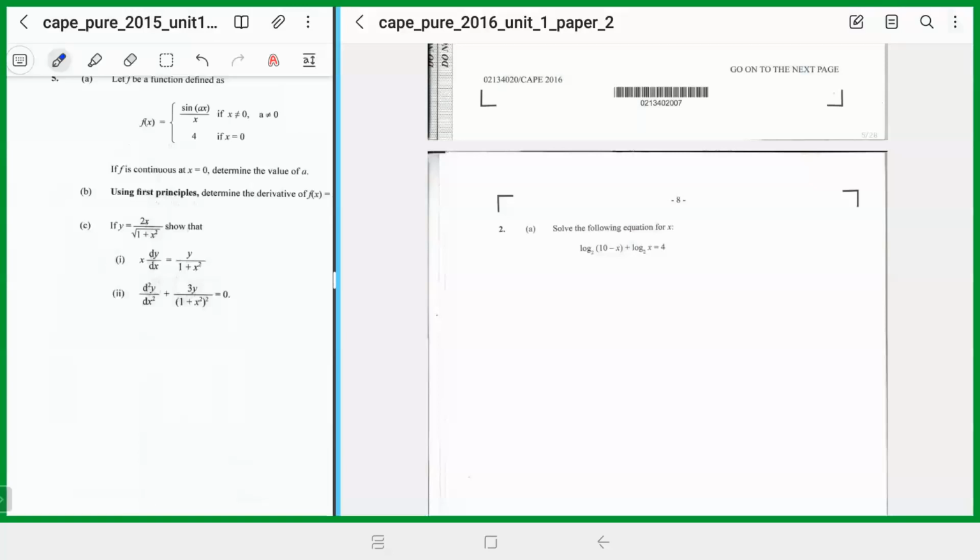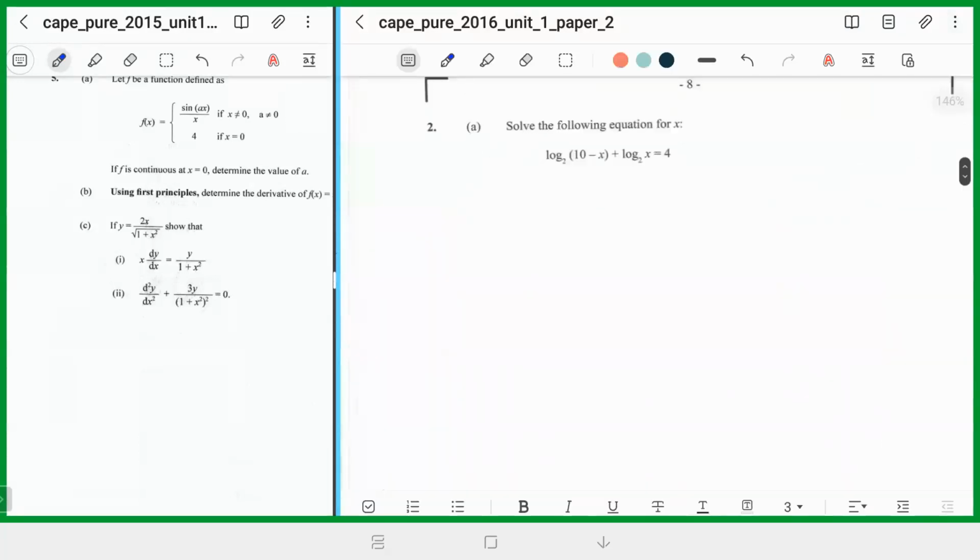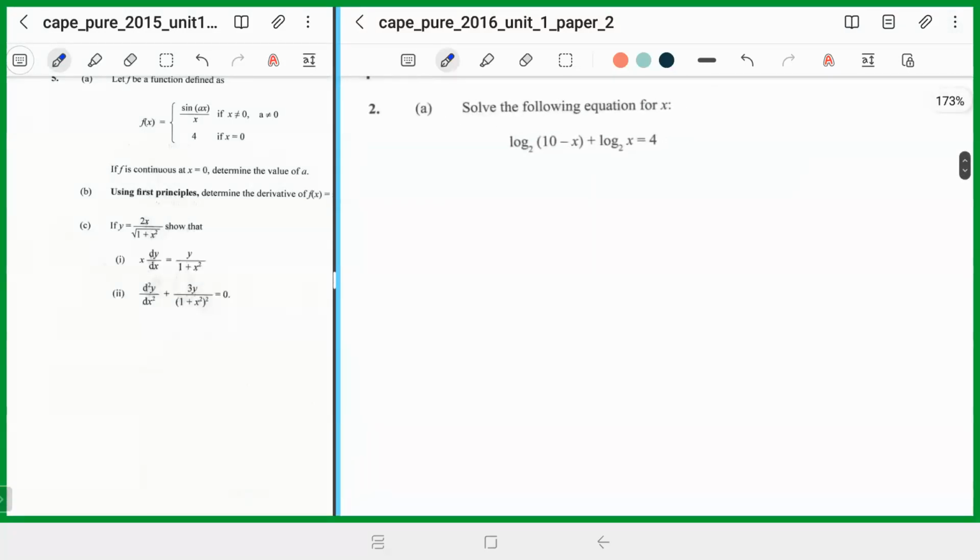Let's start with 2016, and then I'll give you the activity that I want you to do before class tomorrow. All right, 2016, easy. Pure maths.